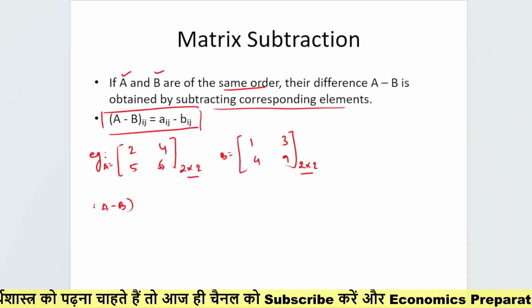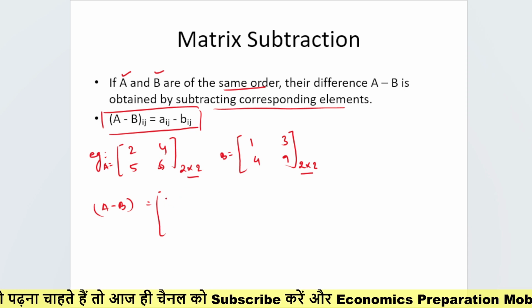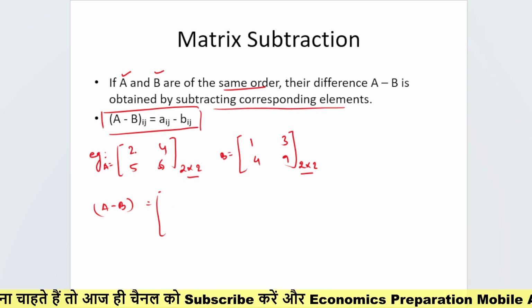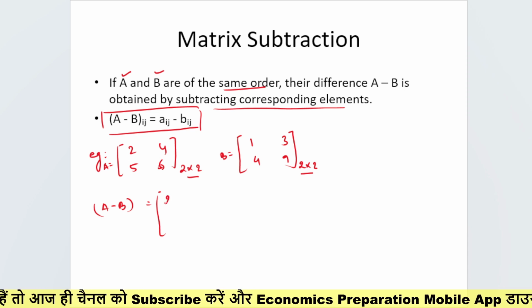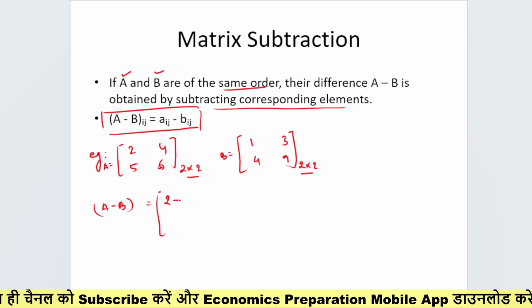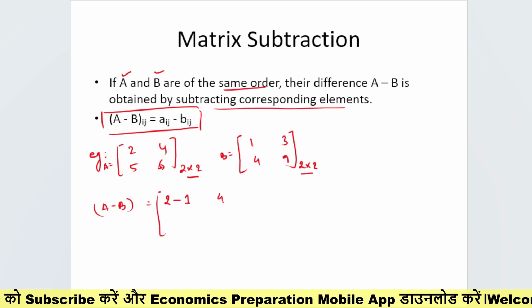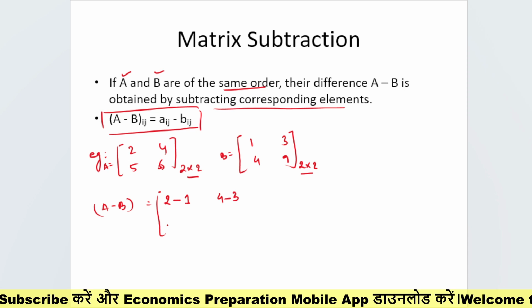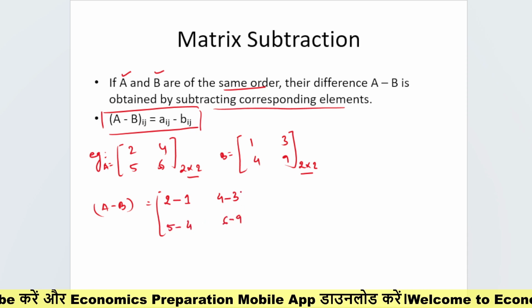अब A माइनस बी जब हम निकालेंगे बेटा, तो हम क्या करेंगे, करस्पॉन्डिंग एलिमेंट्स को आपस में माइनस में करेंगे। अब यहाँ पर मैट्रिक्स A का पहला एलिमेंट क्या है, 2, मैट्रिक्स B का एलिमेंट यहाँ पर इस पोजीशन पे, 1, तो इन दोनों का सब्ट्रैक्शन लेंगे। इसी प्रकार से यहाँ पर 4 माइनस 3, 5 minus 4, 6 minus 9.